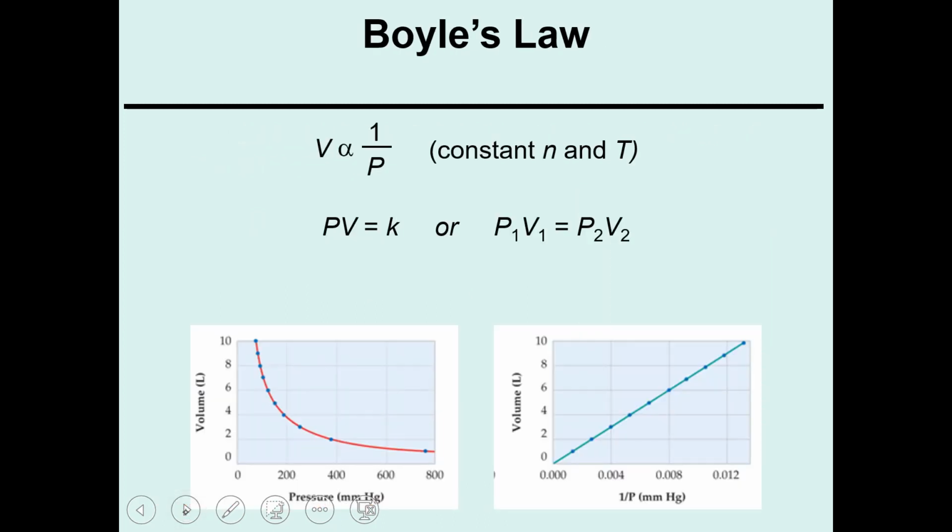So let's start going through the gas laws. First up we have Boyle's law, which looks at the relationship between volume and pressure. Now whenever we look at the relationship between two of the variables, we keep the rest of the variables constant. So the relationship between volume and pressure, this symbol here means that these are proportional. So volume is proportional to 1 over pressure.